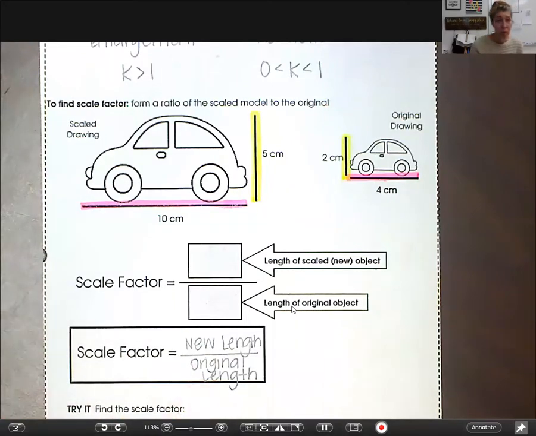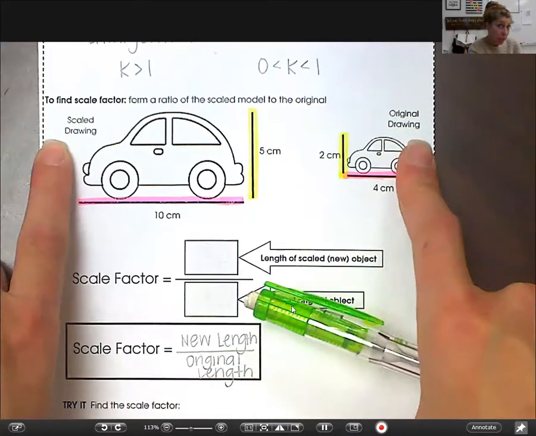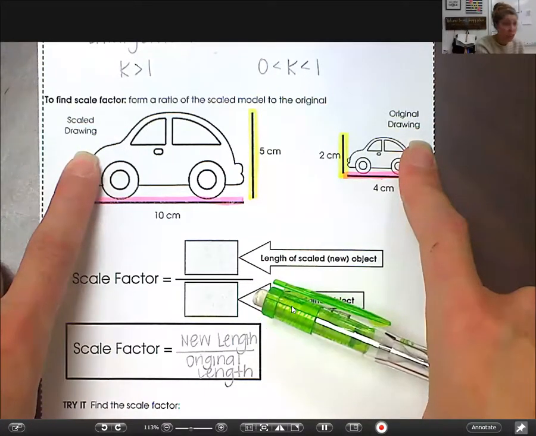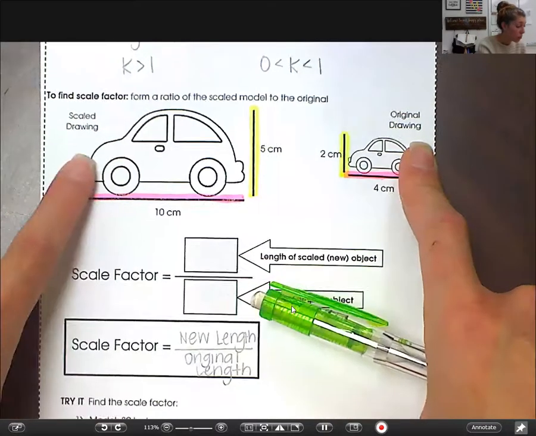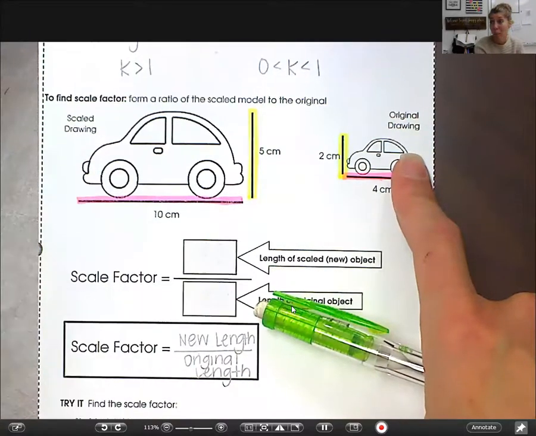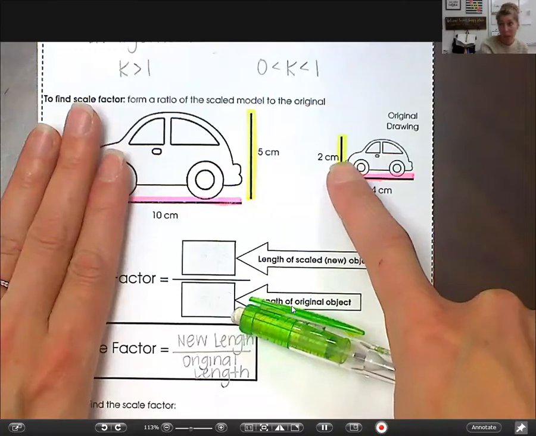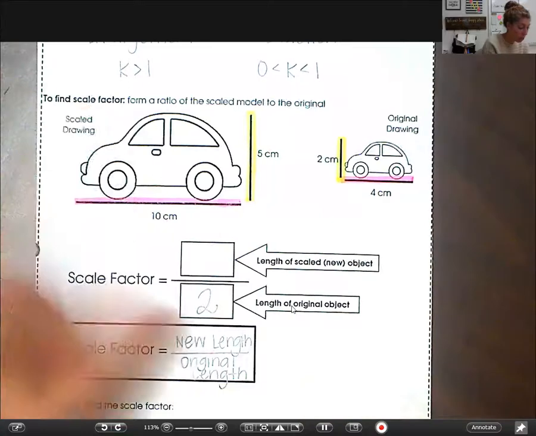So again, we want to take one measurement from our new shape and put it over one measurement from our original shape. So immediately we need to identify what's the new one, and the model sometimes it's referred to as the scaled drawing, the dilation, right? Just keep an eye out for that. So our original drawing is the small car. I'm going to pick yellow because I want to be positive today. So I'm going to use 2 in my ratio underneath where the original length goes.